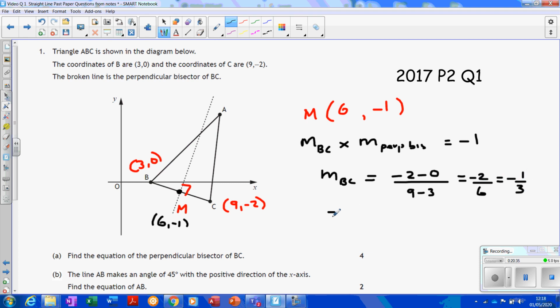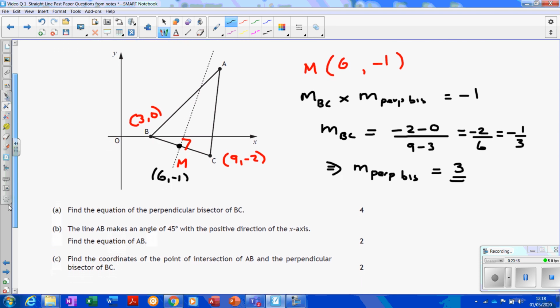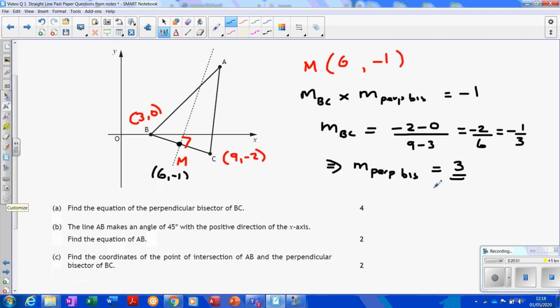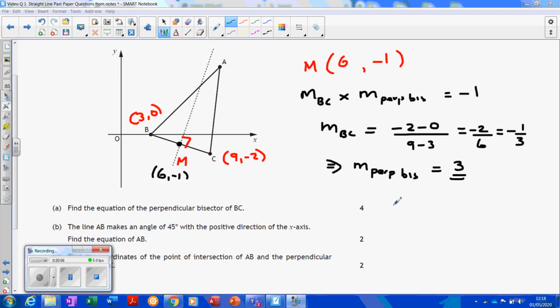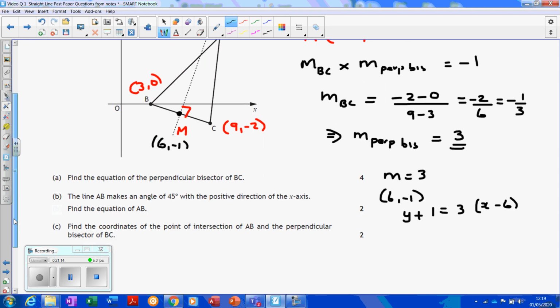So therefore, the gradient of the perpendicular bisector, flip it and change the sign, so it's equal to 3/1, and change the sign is +3. Right, so now I have got a point on the line and I also have a gradient, so I can work out what that equation is going to be. So m equals 3 and the point on the line is (6, -1). So y minus b, y plus 1, is equal to m times x minus a, which is x minus 6. Now we want to tidy that whole thing up.